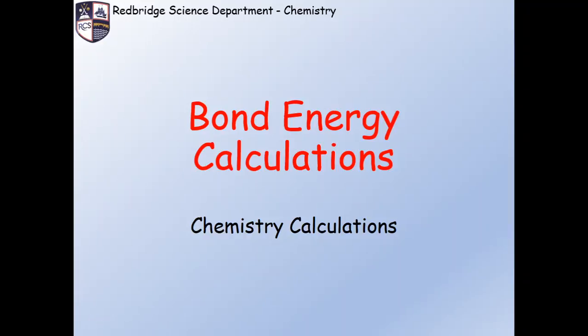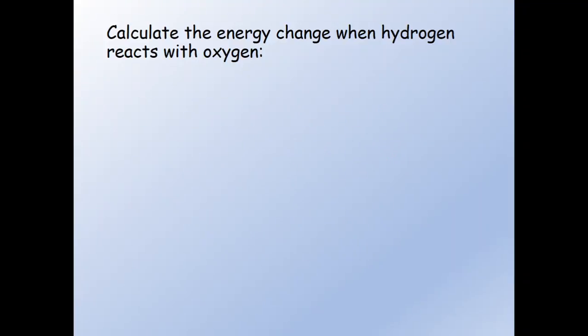In this video we are going to look at bond energy calculations, and in particular we are going to look at how to calculate the energy change that occurs during a chemical reaction. There's no formula or equation for this, but rather a series of 3 steps that we need to follow. To look at those steps we are going to look at an example.